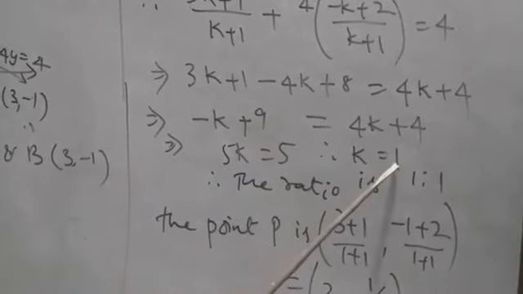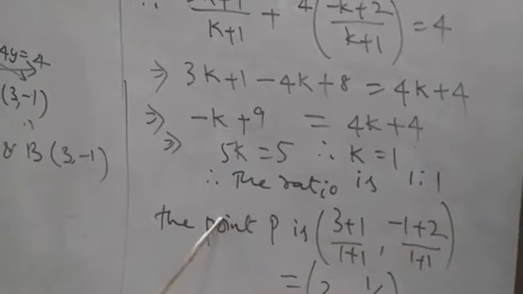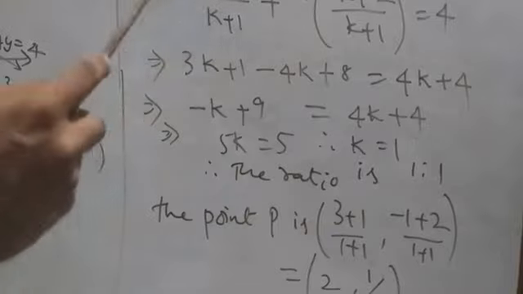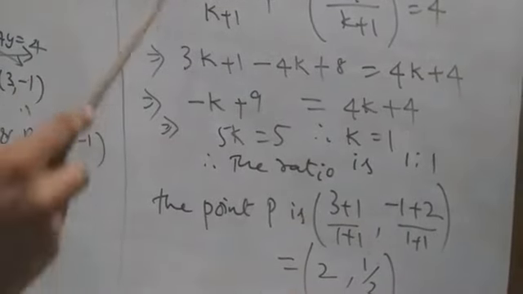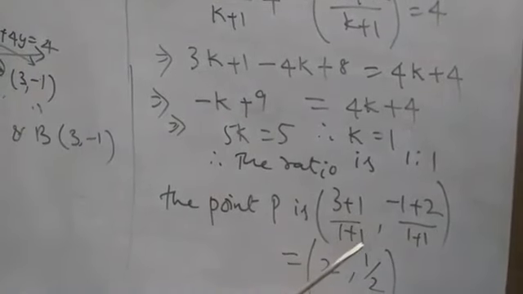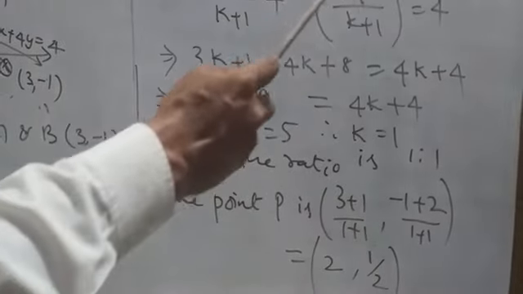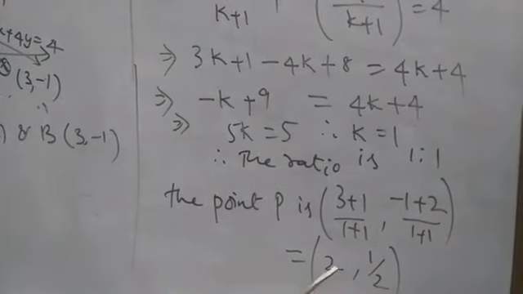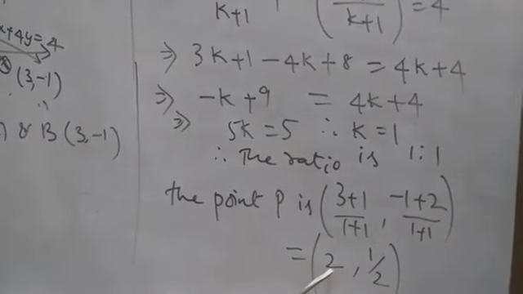So therefore the ratio is 1 is to 1. So therefore the point P is, in place of k, substitute 1. So (3 into 1 plus 1)/(1 plus 1), and here (-1 plus 2)/(1 plus 1). That is nothing but 4/2, which is 2, and 1/2. So P is (2, 1/2).